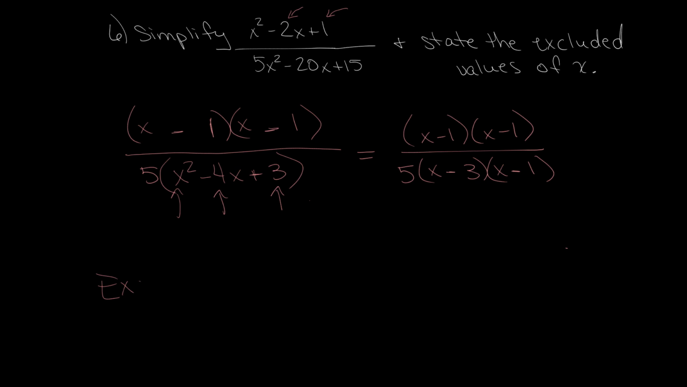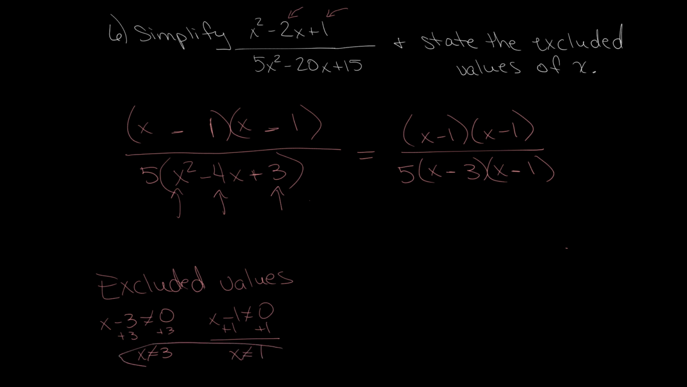The problem says state the excluded values. So my excluded values, I would set both factors in the denominator not equal to 0, and I would solve both of those. So I get x cannot equal 3 and x cannot equal 1. So those are the excluded values. Now to simplify, I can cross out one of the x minus 1's and I'm left with x minus 1 over 5 times x minus 3. And that is my final answer.